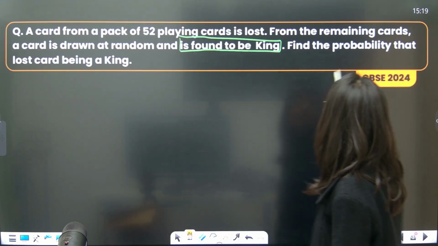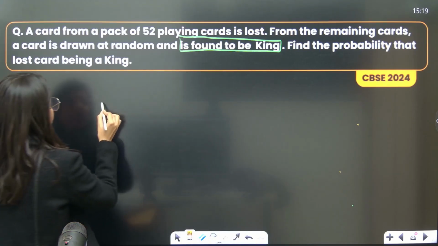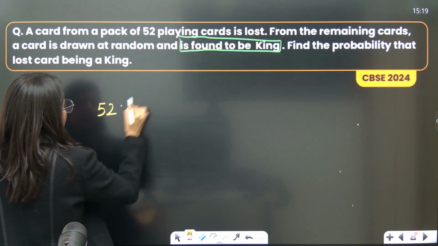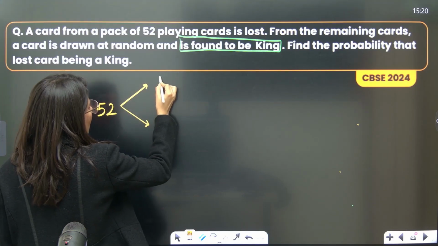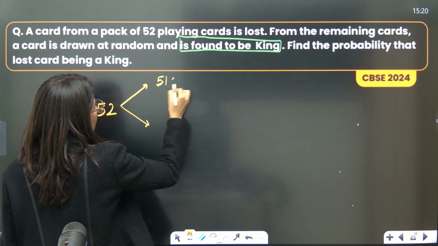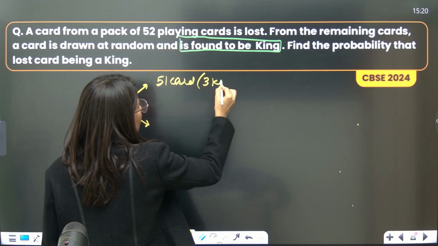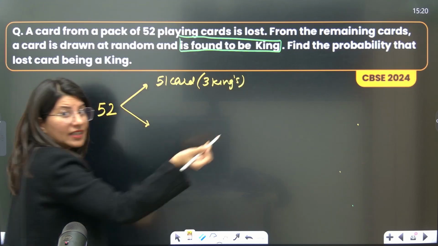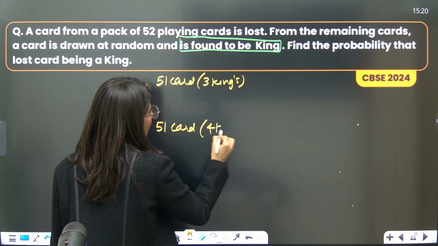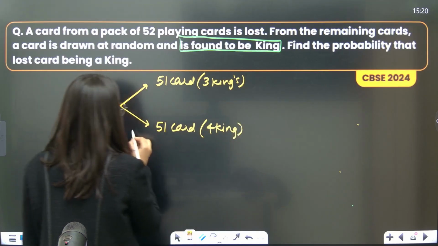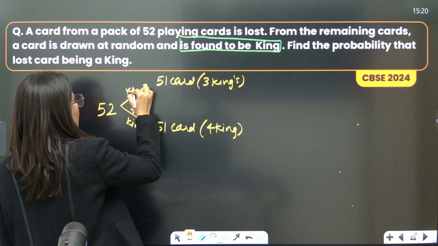See, they are asking the probability that the lost card is a king. So you have 52 cards. Now one card is lost. So it can be a king. So now you have 51 cards. Now you have 51 cards. 3 kings will be there because the one king you have lost, but 51 cards you will be having if the lost card is not a king. So this is not king. This is king. Lost card is king.